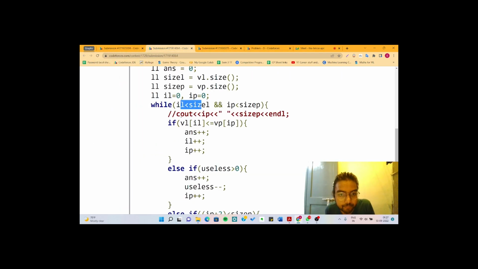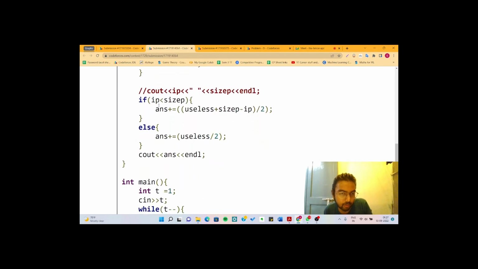Here you can see, after we come out of the loop, if there are some profit generating people left, then we add the good people. The size of the array of good people minus the current number of good people that are left. So the total number of good people is the size of the array, and ip is the number of good people who left, so the remaining good people is size p minus ip. Oh my bad, this is the number of profit generating people who are left.